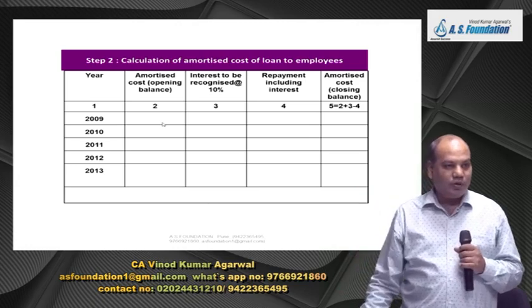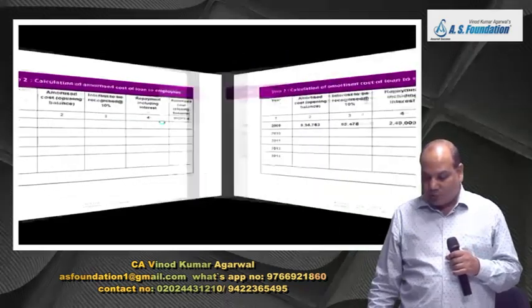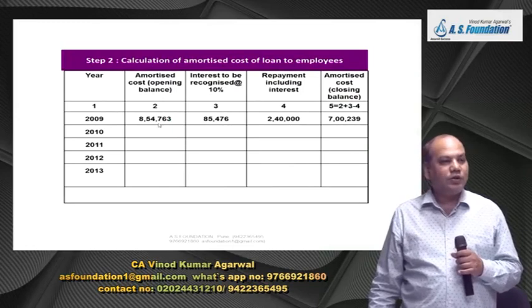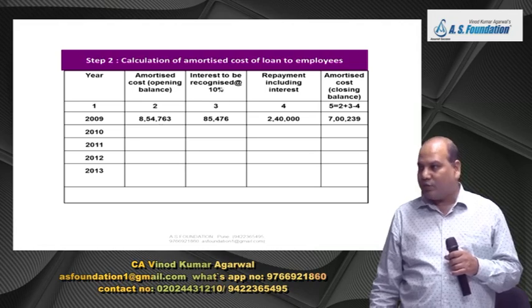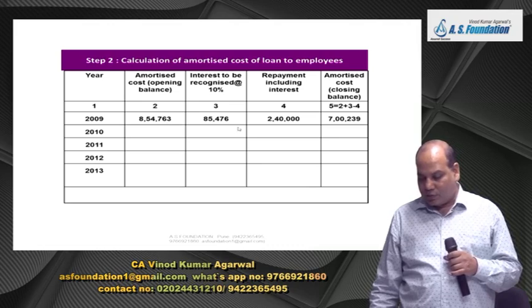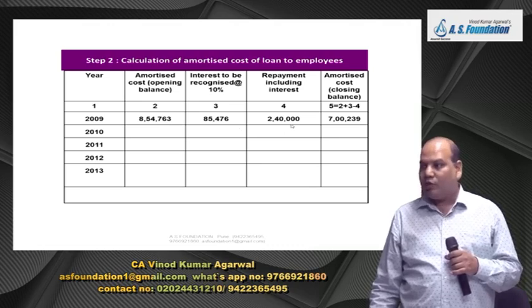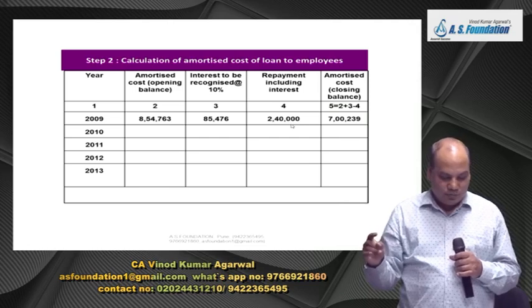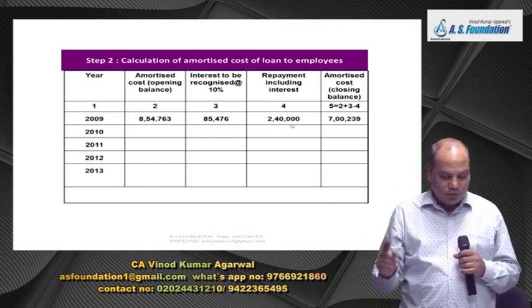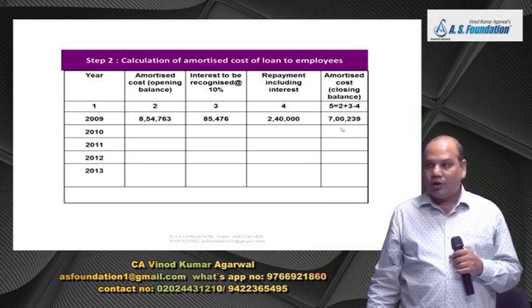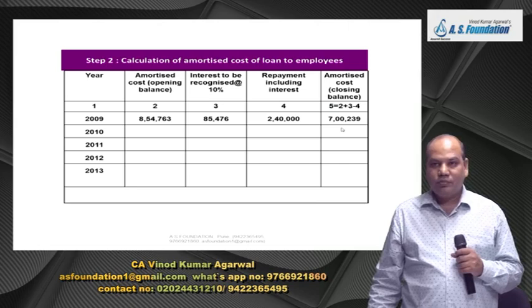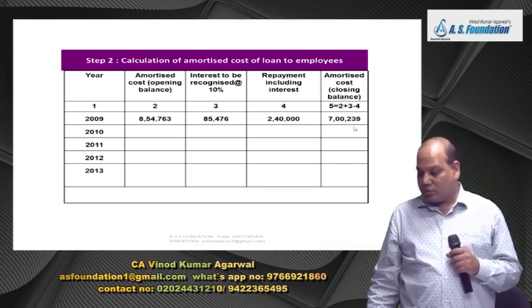First working note number 854,763. This was your opening balance. 10% calculation is easy. Don't use calculator. Write 85476. And this repayment column will be from again first working note, column number 4, 2,40,000. Closing balance you have to calculate. Is it 7,00239? Check.